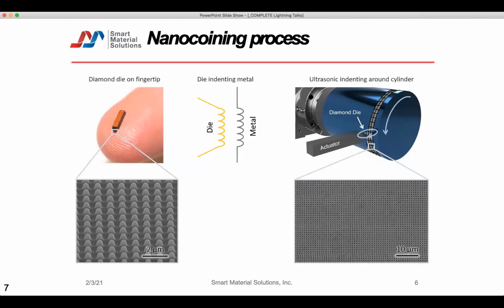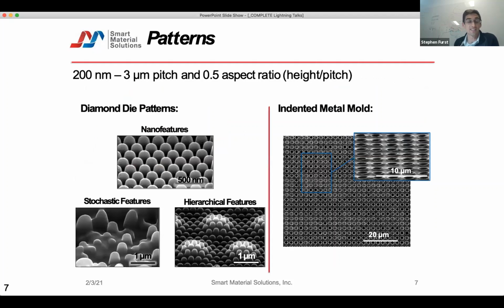So we pattern this drum at about 2 square inches per minute. That's 500 times faster than electron beam lithography, which is another common nano patterning process. Next, you'll see some of the patterns that we've made into diamonds. We can make an arbitrary pattern and then indent that into a metal mold, and we get the expected kind of flow pattern there. And as I mentioned, 200 nanometer up to 3 micrometer features right at the moment.